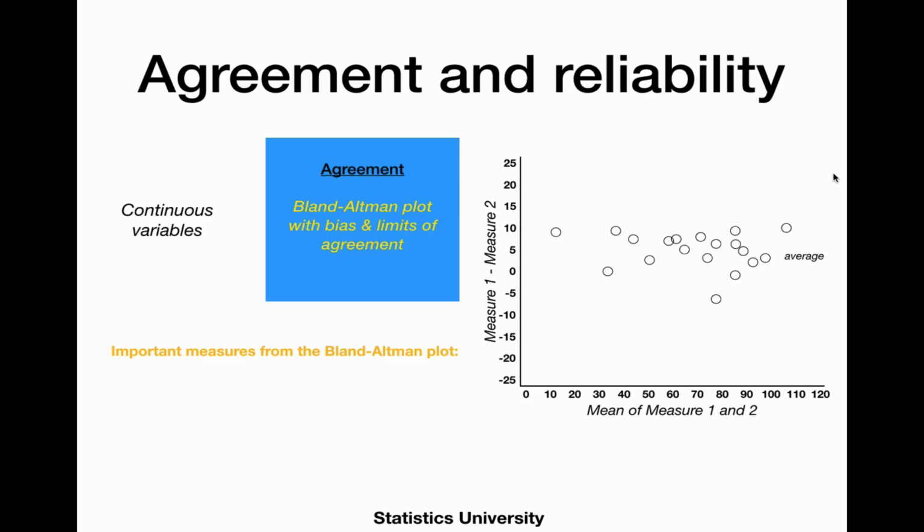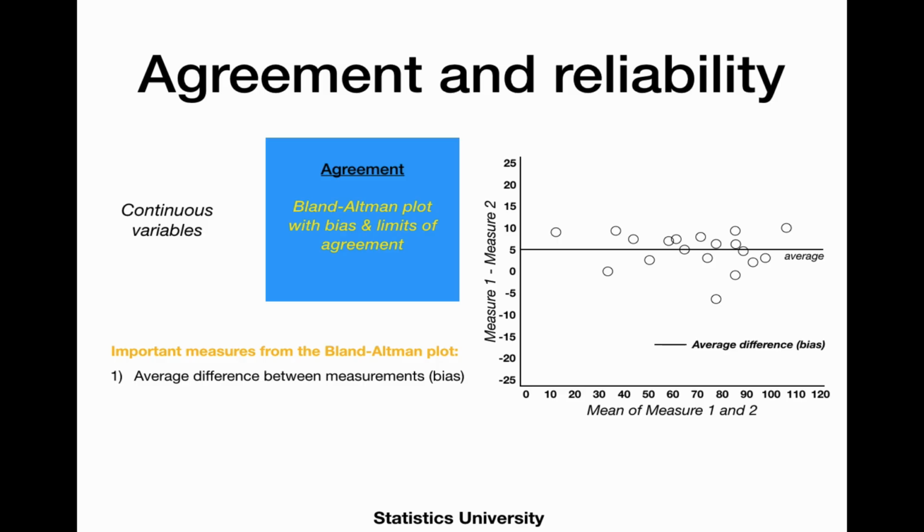If they're all over the place, then that means that there's a big difference between the 2 measurements. But if they tend to lie closer to each other on a straight line, then that means that they're pretty close. But how close? Well, first we will look at the average difference between the 2 measurements. And in terms of the Bland-Altman plot, we call that the bias.